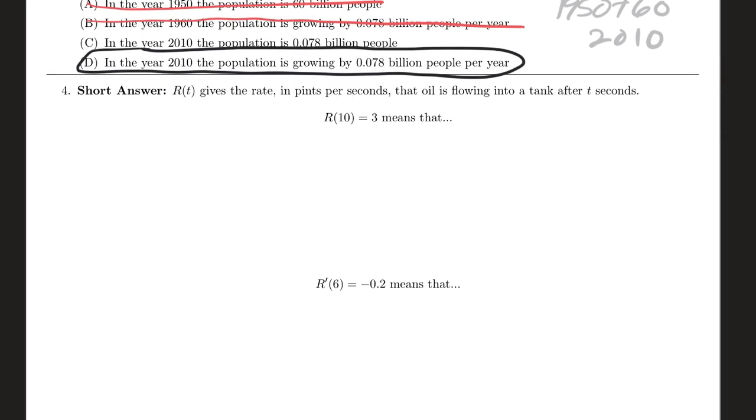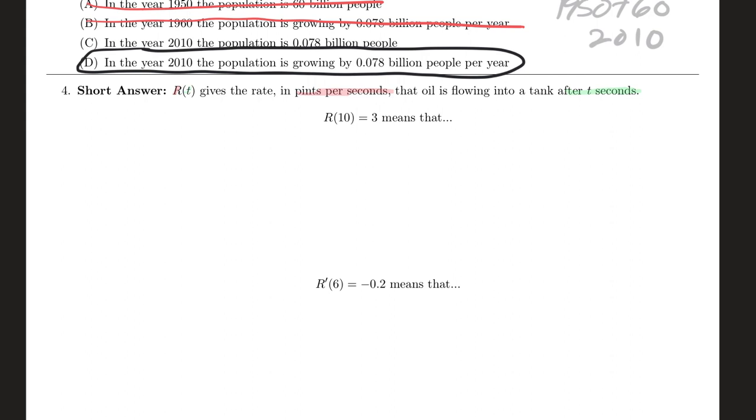All right, then the short answers. R of t gives the rate in pints per second. So pints per second is our output, so pints per second of t, that oil is flowing into the tank after t seconds. So t seconds is there.